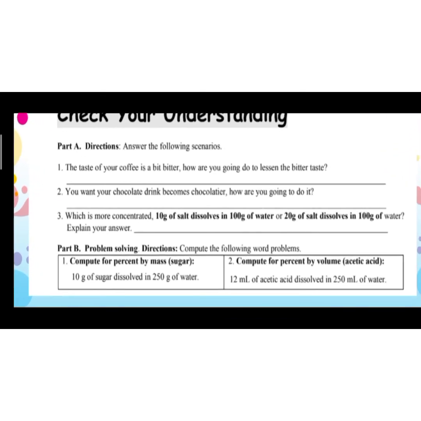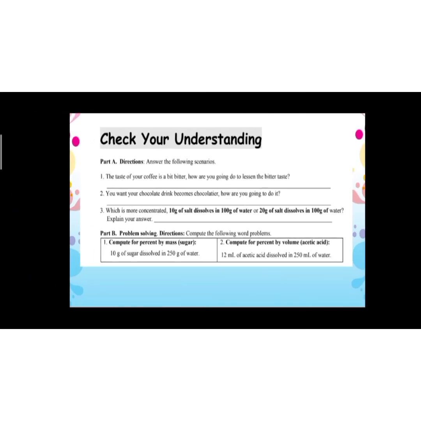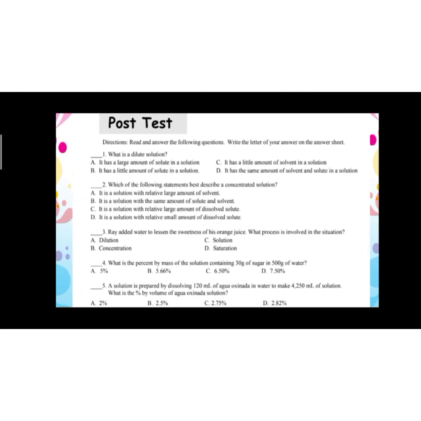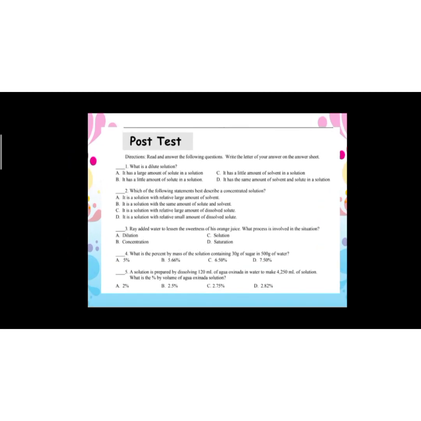Okay, so number 1, i-add nyo muna yung solute and solvent. So 10 grams divided by 260 grams times 100. For number 2, 12 ml of acetic acid dissolved in 250 ml of water. So 12 ml divided by 262 times 100. Ayan, sasabihin ko na. So, i-compute nyo na lang po. Then, after that, you will answer the post test. Read the answers to the following questions. Write the letter of your answers on the answer sheet. Choose only the letter of the correct answer.